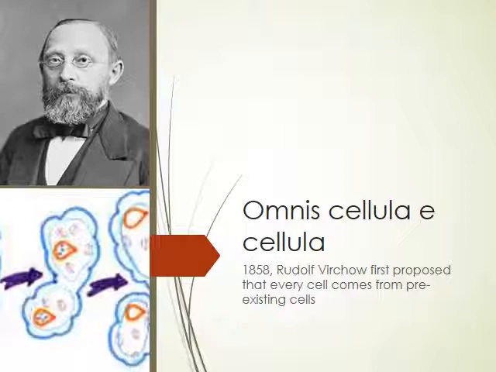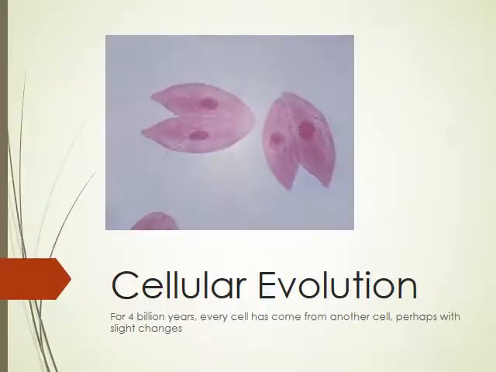Also, okay, so far, all cells come from other cells. Cells are the smallest unit of life. And what are you made of? That's right. All living organisms are made of one or more cells. So today we're really focusing in on this. All cells come from other cells, that Rudolf Virchow proposed. Since the beginning of life, about 4 billion years ago, every cell has come from another cell.